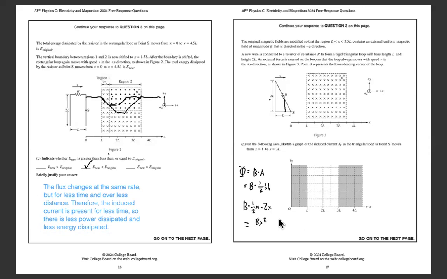All right, so therefore the induced current, because the voltage is going to be d phi dt, which is given by 2Bx times dx dt, or 2Bxv then. So that's just going to be linear from 0 to 3L. All right, so let's just sketch it. There you go. All right, that's the end of this set, guys.